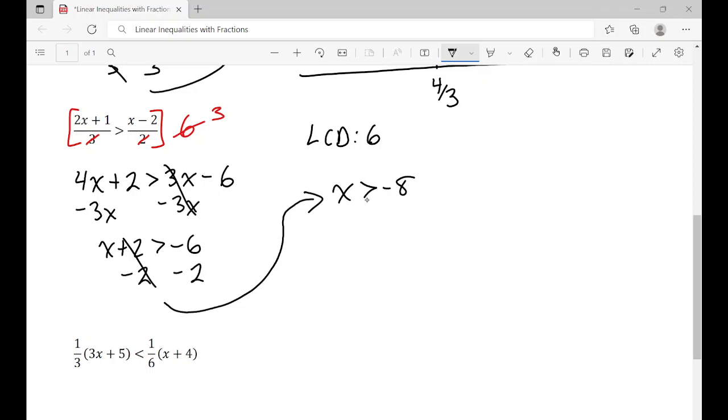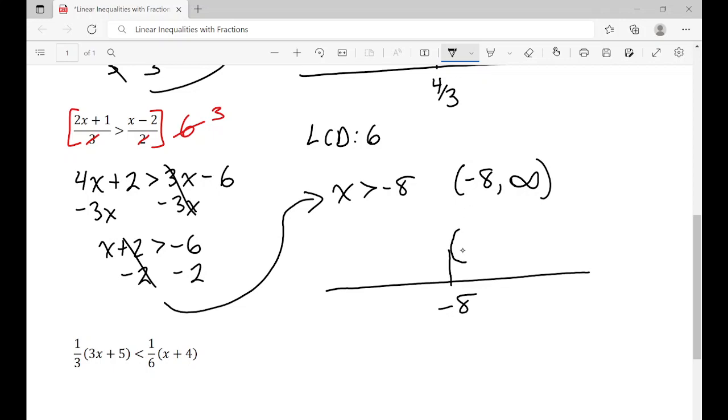So here's my answer as an inequality. In interval notation, because it's just strictly greater than, we could say that it is parentheses negative 8 to infinity, because again it is greater than going to the right forever. And graphing it, negative 8 in the middle, because it has a parentheses around negative 8, I use a parentheses with a big arrow going to the right.